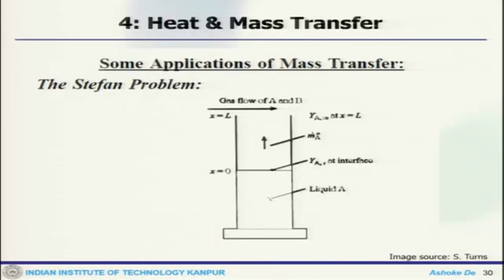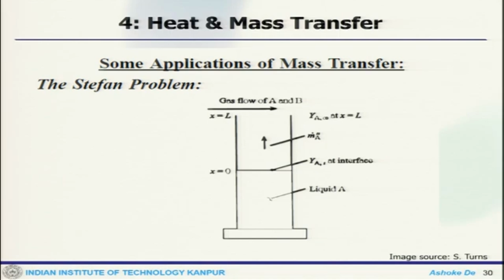Welcome back. Let's continue the discussion on heat and mass transfer. So, we looked at the binary diffusion coefficient, and from kinetic theory how we can get those coefficients. Now, we will look at some of the applications of mass transfer. For example, let us look at this problem of the Stefan problem.